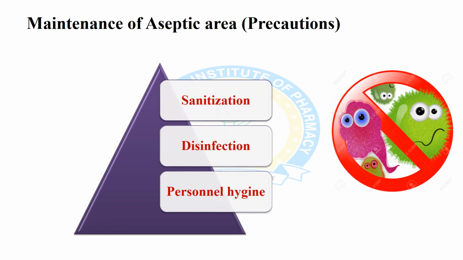And the last is personal hygiene. Human beings contribute markedly to contamination by releasing non-viable and viable material in a continuous shower. The contamination mainly results from shedding of skin flakes and scalp, fragments of hair, droplets of moisture from coughing and breathing, cosmetics, and lint fibers and starch particles from washable fabrics. So this is the maintenance process of an aseptic area.